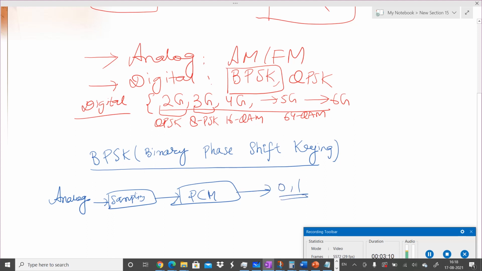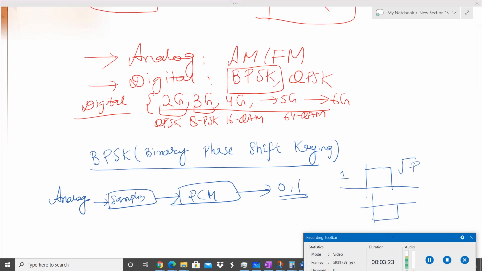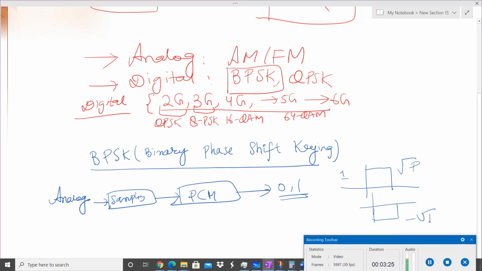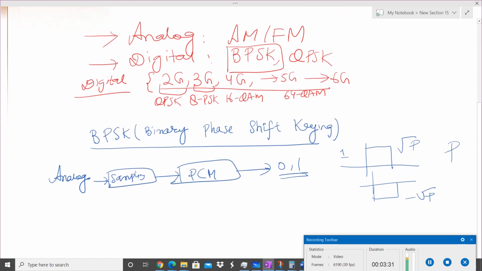Now you want to first represent them. So for representation purposes, you represent one by some positive signal with some amplitude, suppose root P, for binary 1, and for binary 0 you represent it with this pulse with minus root P as amplitude. Okay, so that the overall power is P. So this is how we represent it.